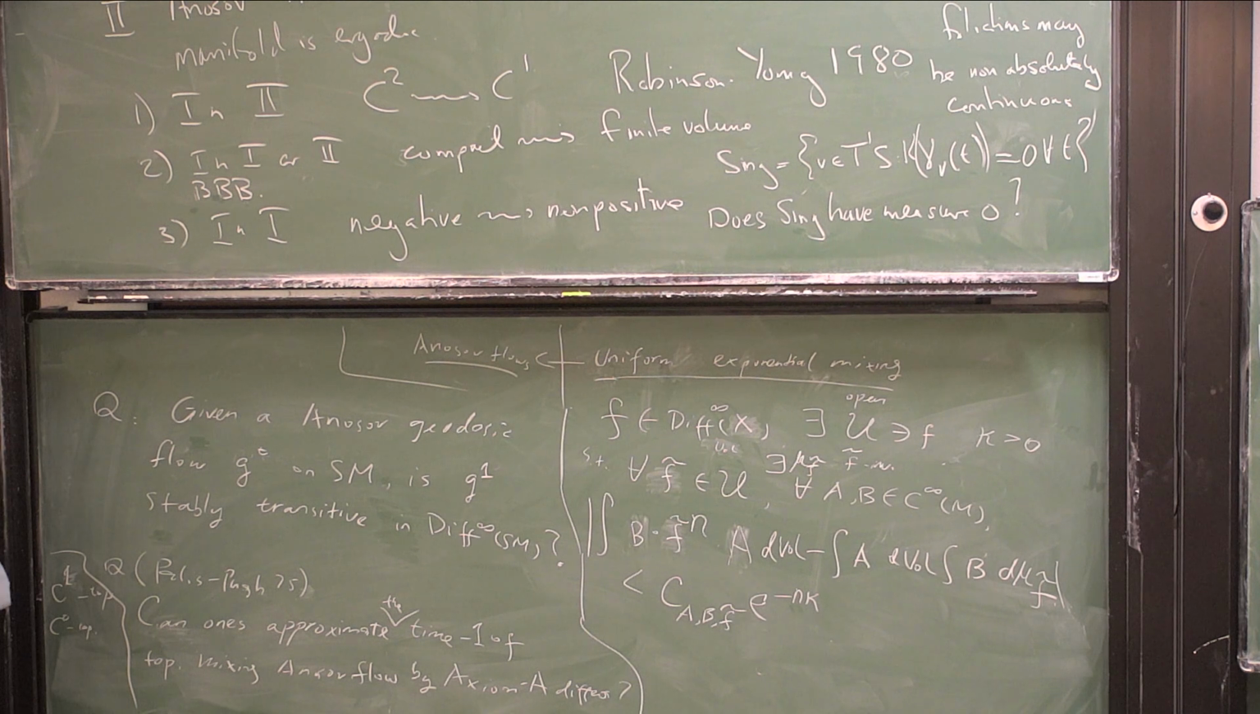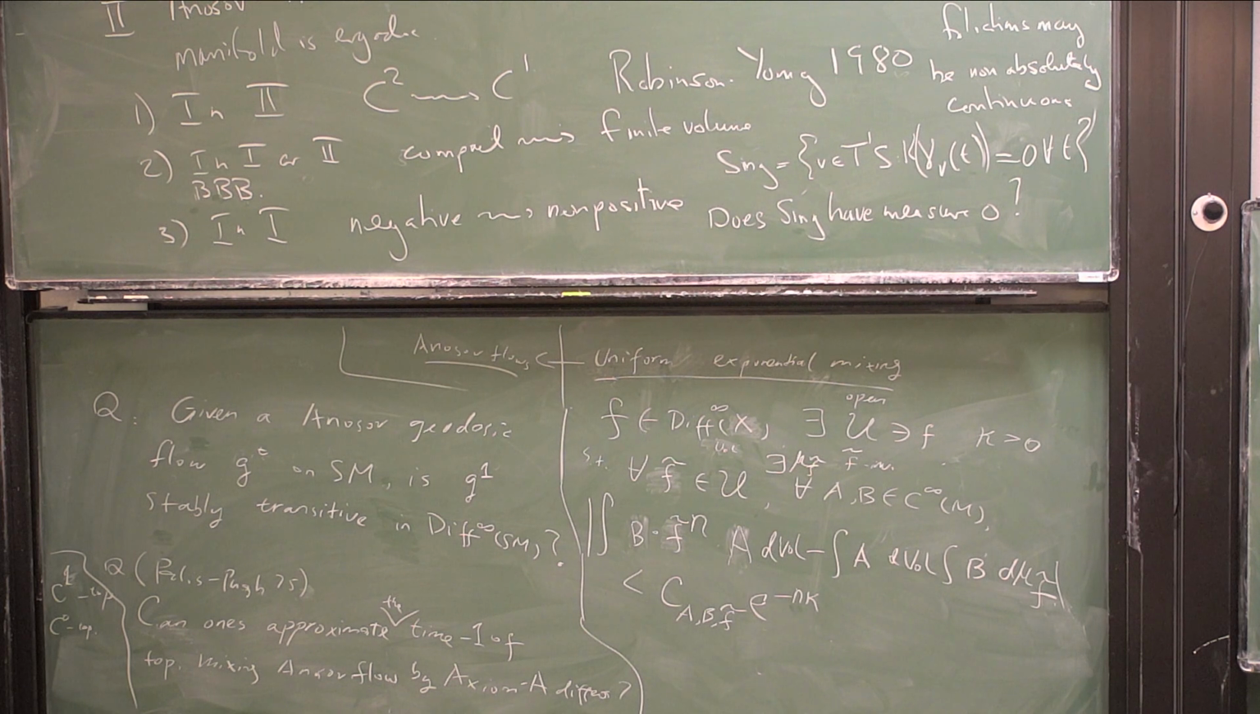But I hope that there are some people who have tools to understand it, because after perturbation, the stable leaf and unstable leaf are just C alpha. There will be some alpha close to 1, but it will be strictly smaller than 1.